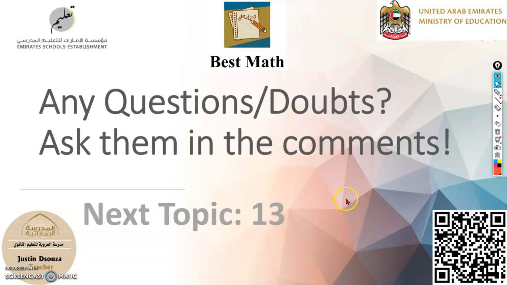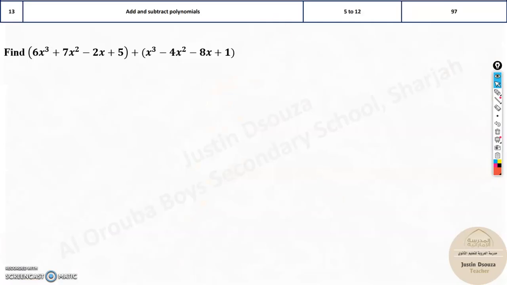Now we move on to the 13th topic. It is among the easiest of all in part 1. It is just to add or subtract polynomials. There are plenty of ways to do it. Now this is the horizontal method.